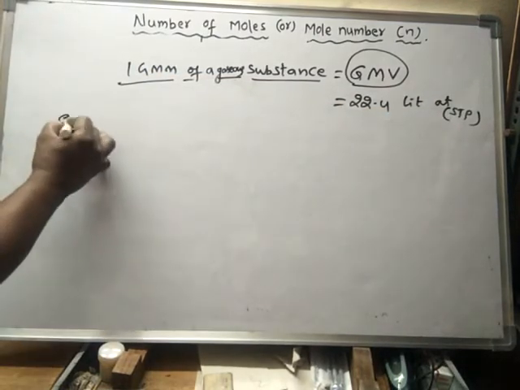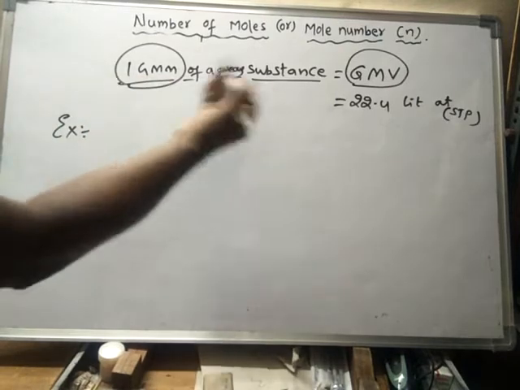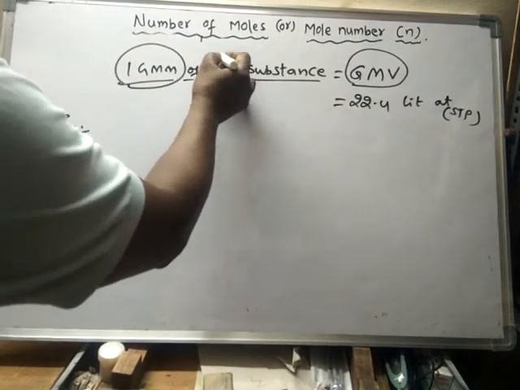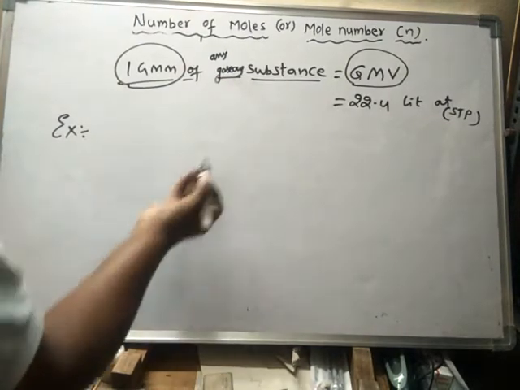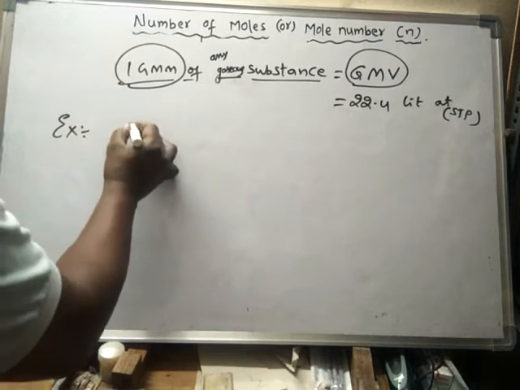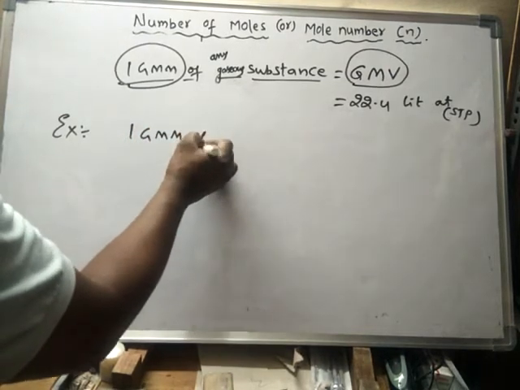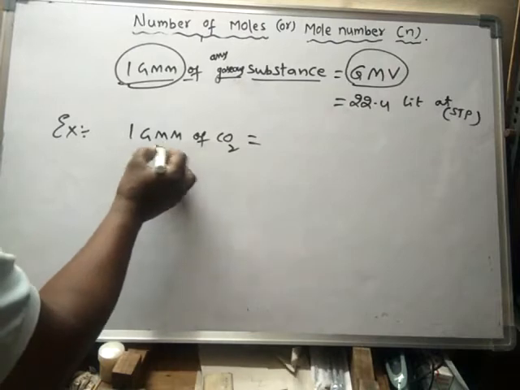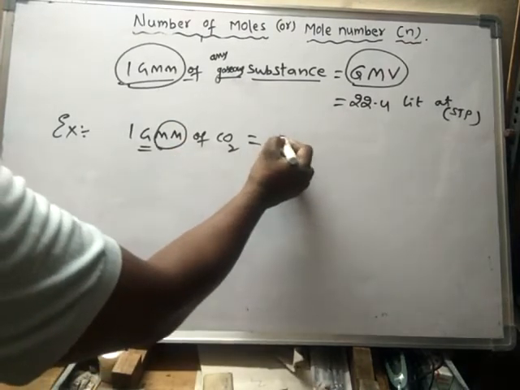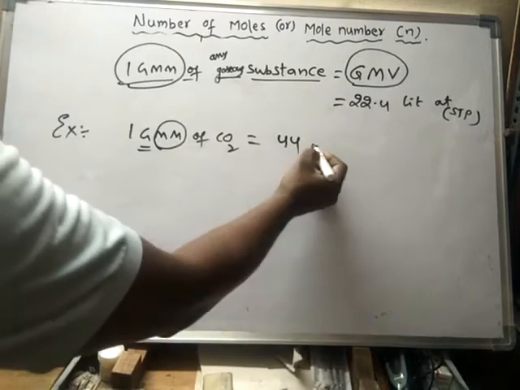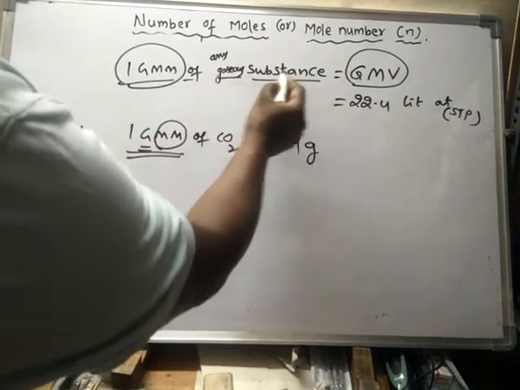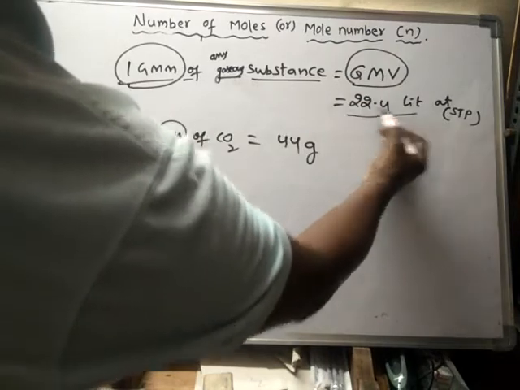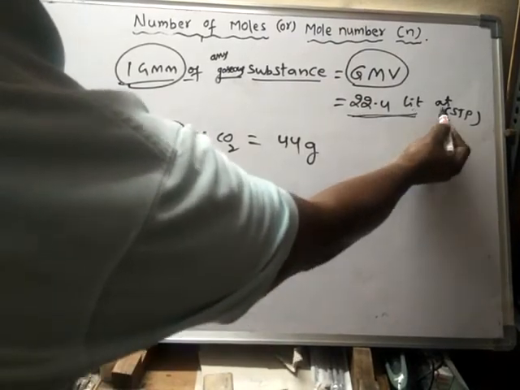Example. So 1 gram molecular mass of any gaseous substance, let us take carbon dioxide or any gaseous substance. So 1 gram molecular mass of CO2, how much? Molecular mass in grams. What is the molecular mass of carbon dioxide? 44 in grams. So that means 1 gram molecular mass of carbon dioxide is equal to 44 grams. So already we know that 1 gram molecular mass of any gaseous substance will occupy 22.4 liters of volume at STP.